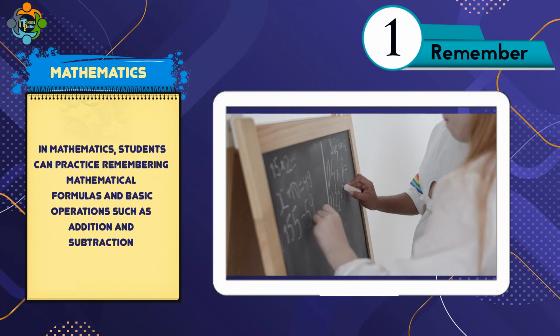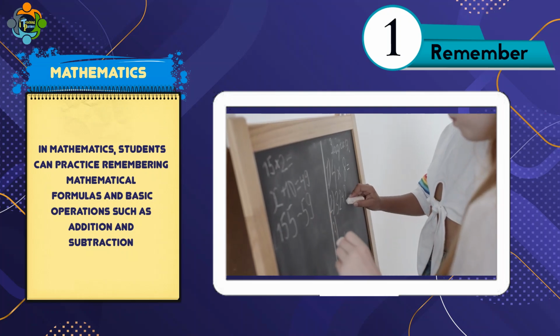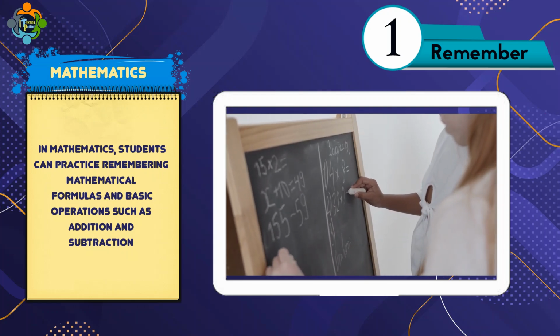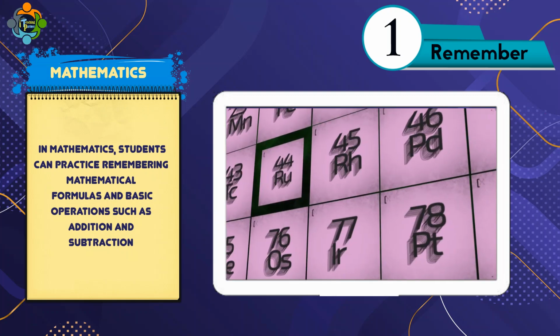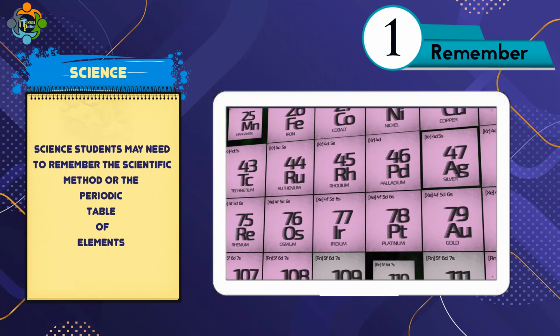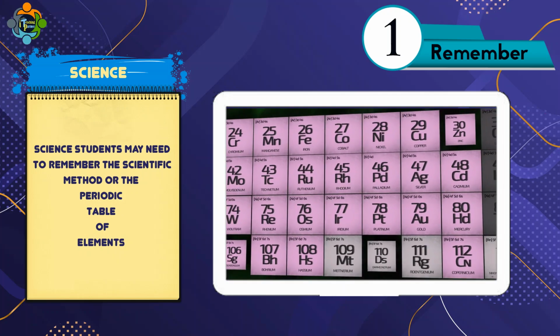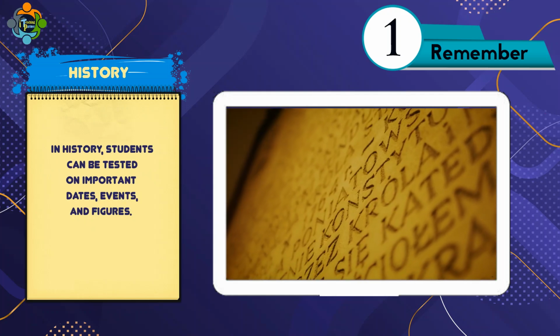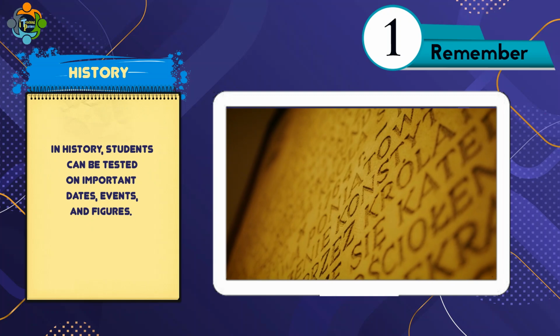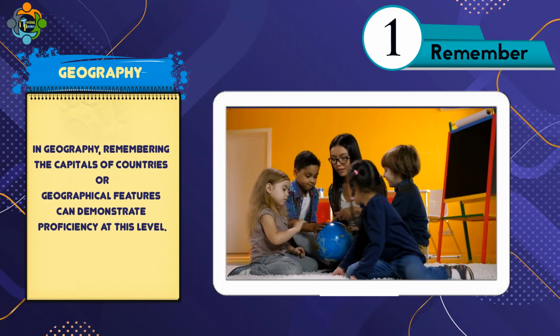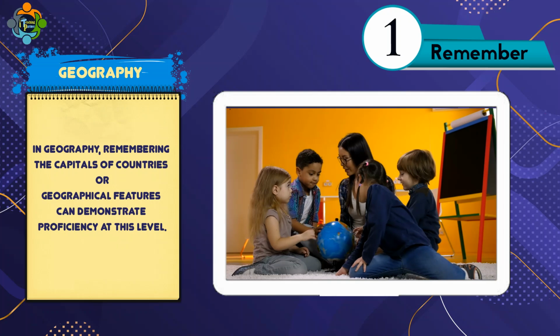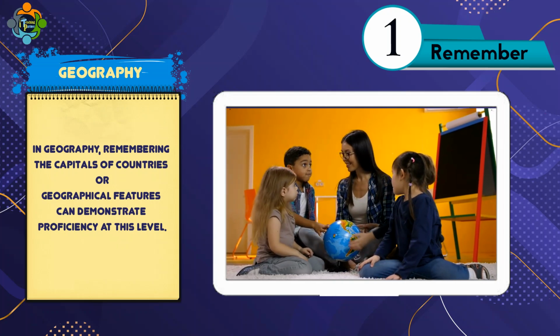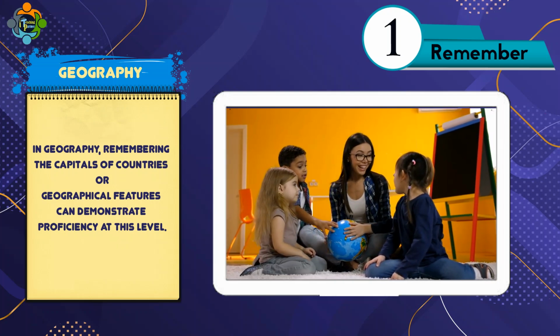In mathematics, students can practice remembering mathematical formulas and basic operations such as addition and subtraction. Science students may need to remember the scientific method or the periodic table of elements. In ICT, remembering keyboard shortcuts and basic computer terminology is essential. In history, students can be tested on important dates, events, and figures. Lastly, in geography, remembering the capitals of countries or geographical features can demonstrate proficiency at this level.